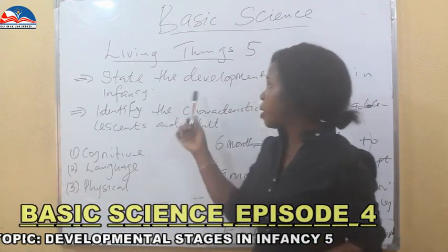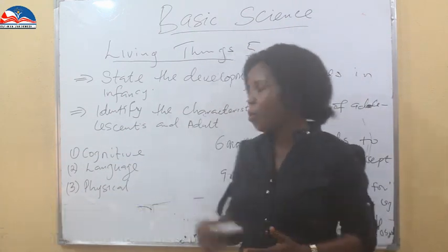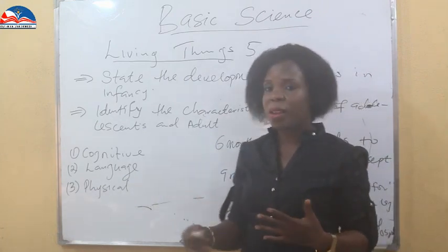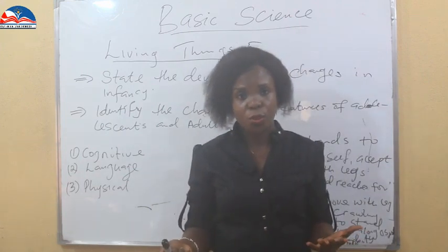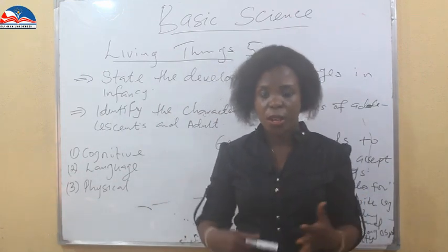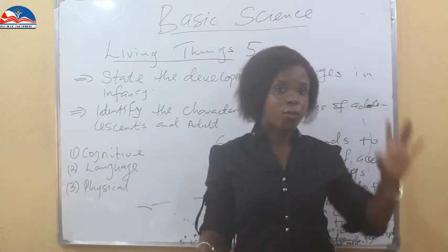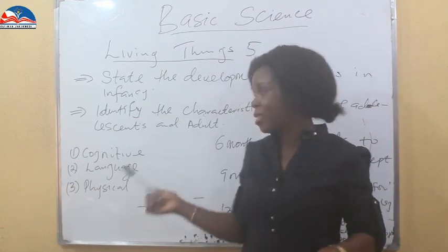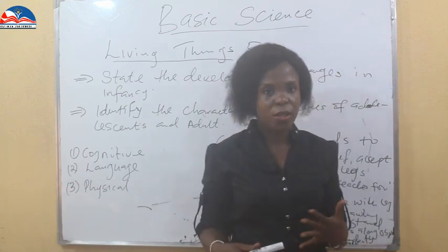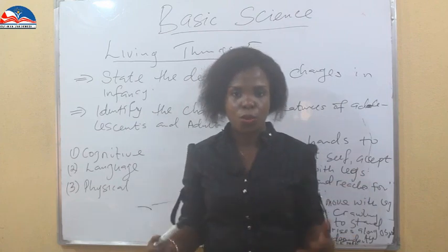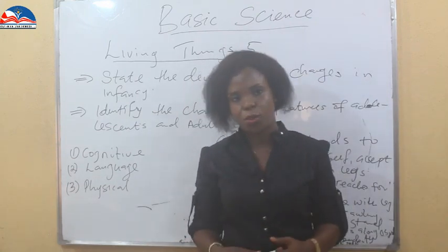So we've talked about the developmental stages of infancy. We've seen some of the characteristics of adolescence and adulthood, the transitional effect. I'm going to put the link to where I discuss the transition from childhood to adulthood. That explains the second objective, but I tried to paraphrase it so that it will be easier for you to understand. So this will be it in our basic science class for today.